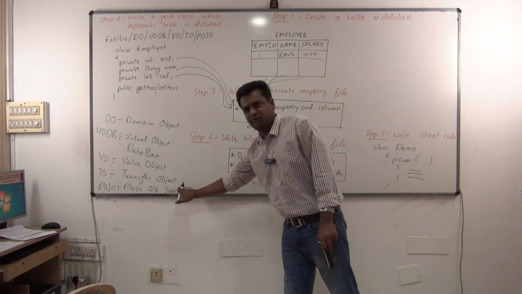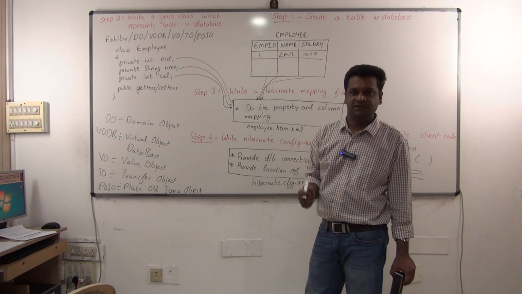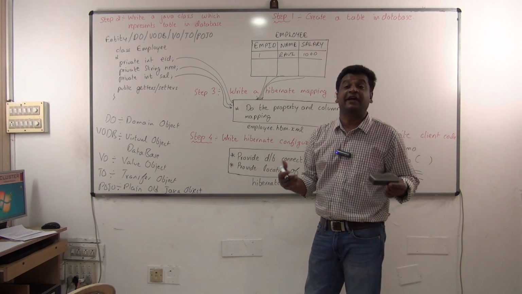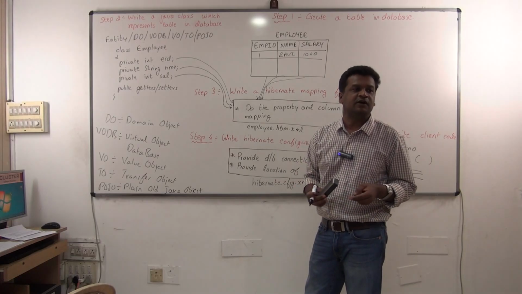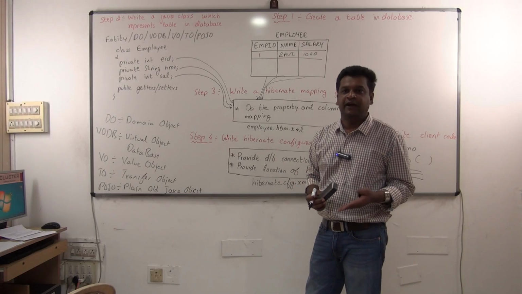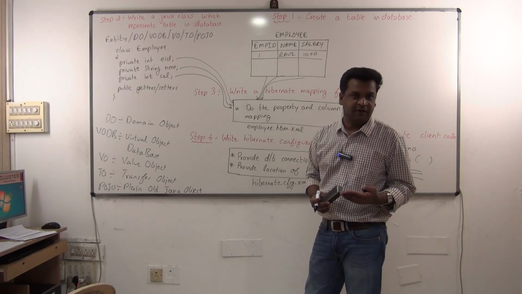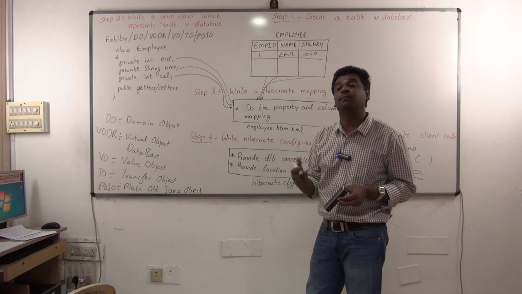Now one more terminology I'll explain to you. Why is it called POJO? POJO means plain old Java object. It's a simple Java class, and it is neither extending nor implementing anything. That's why they call it a POJO class. And if you notice, Hibernate is non-invasive. It is not extending anything, not implementing anything. So that's why it is called a POJO class.